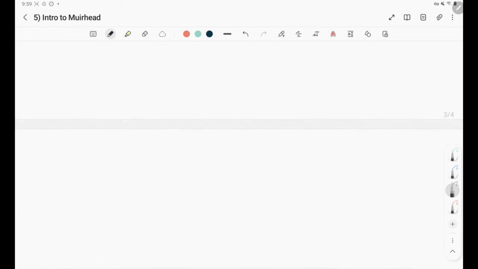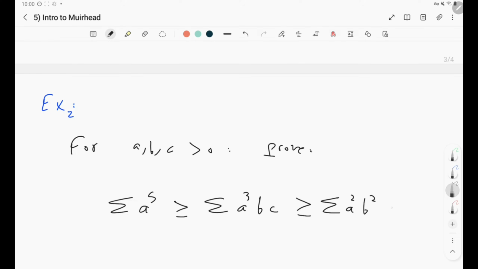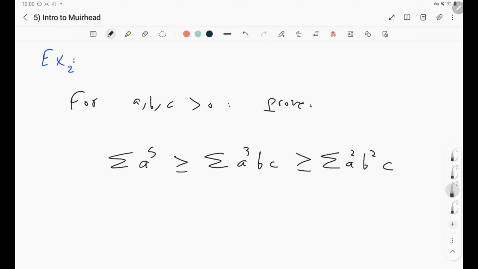Alright, so let's take another example. Example 2, also something similar. We'll be working with 3 positive numbers a, b, c, and we need to show the following: sigma a to the 5 is greater than or equal to sigma a cube bc, and this is greater than sigma a square b square c. Okay, let's see how we can apply Muirhead again.